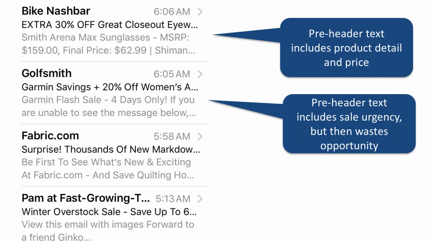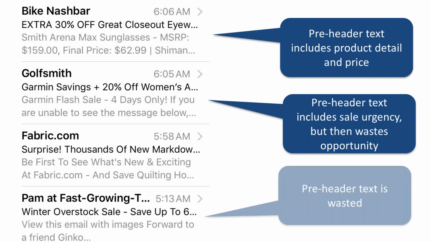This Golfsmith example does an okay job where the pre-header text includes some urgency messaging in terms of 4 days only, but then it does waste some of that opportunity on that second line where you start seeing, well, if you are unable to see this message below, click here. That view in browser message really honestly has zero business in that pre-header text. If you have it in there, if it's taking any part of it, you're missing an opportunity. So don't be shy about the pre-header text.